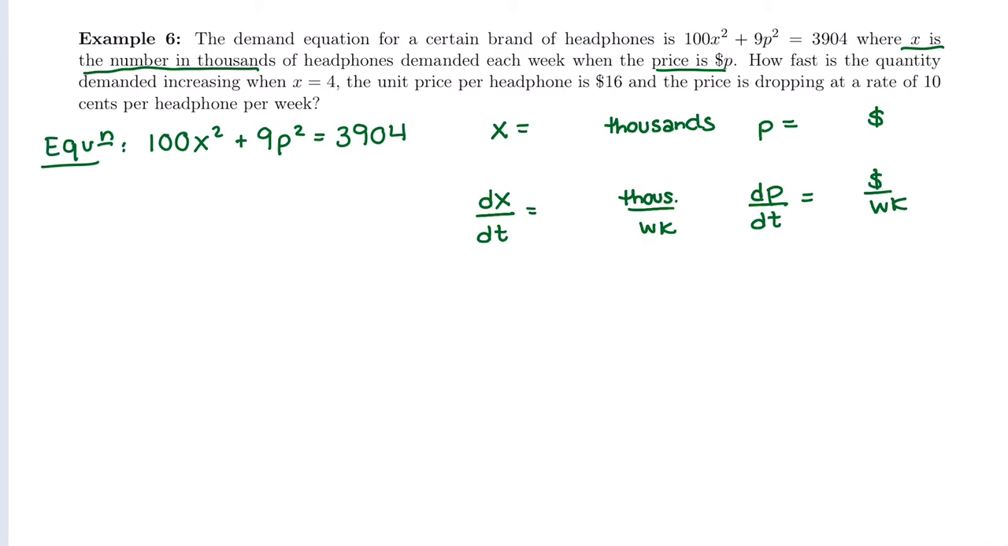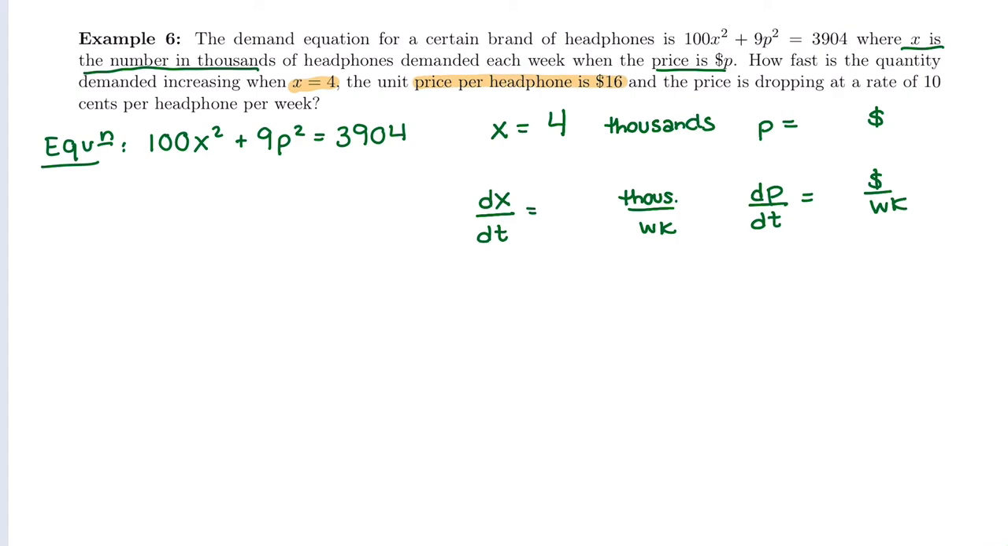So we want to figure out how fast is a quantity demanded increasing when x is 4. So they explicitly tell us x is 4, which stands for 4,000 headphones demanded, not just 4. And the unit price per headphone is $16. Well, we filled out x is 4. That was pretty obvious. It says the price per headphone is $16.